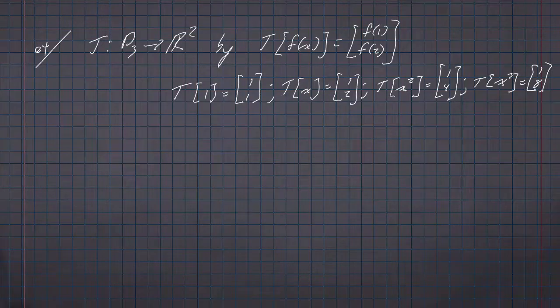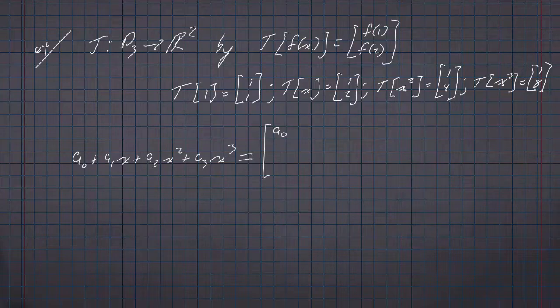So if we want to take a vector in P3, a0 plus a1x plus a2x squared plus a3x cubed, the simplest isomorphism takes the coefficients and turns them into the components of a Euclidean vector. You can show for yourself that this is an isomorphism between P3 and R4.